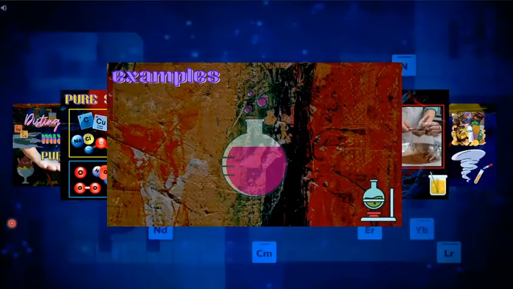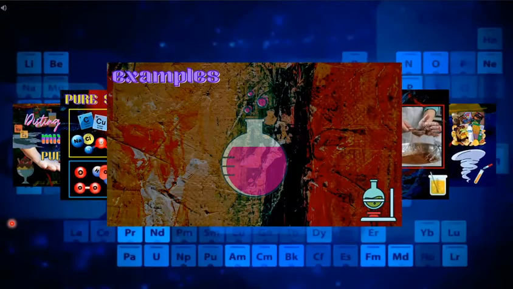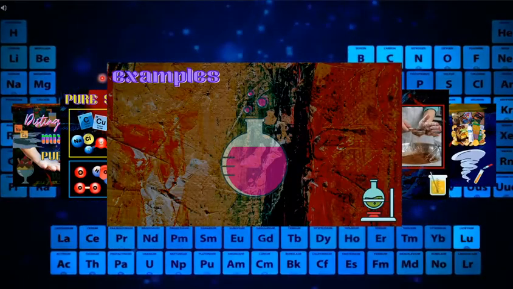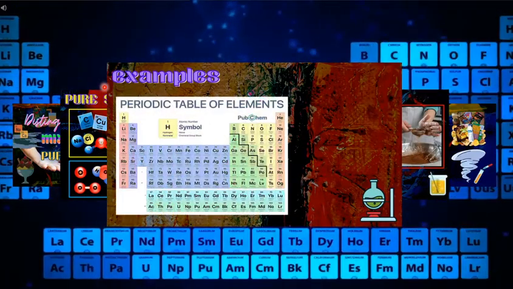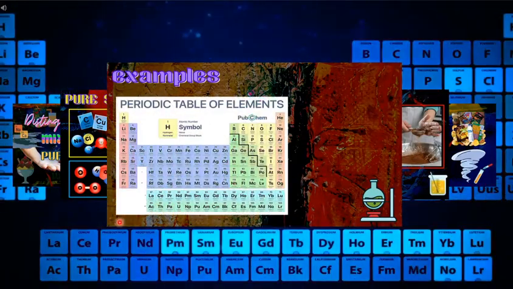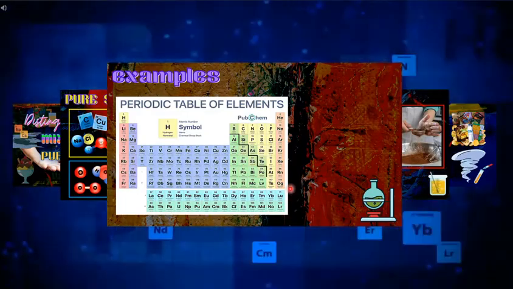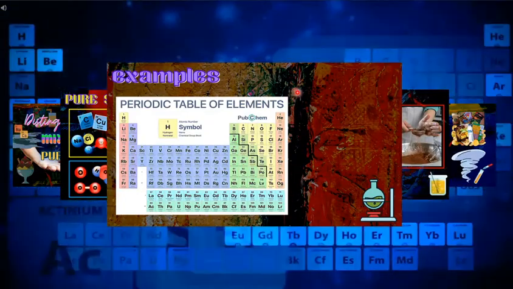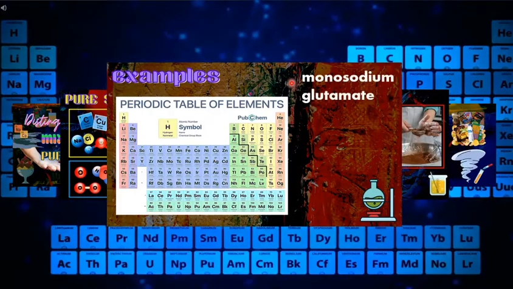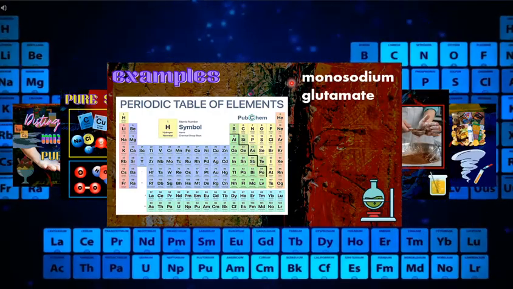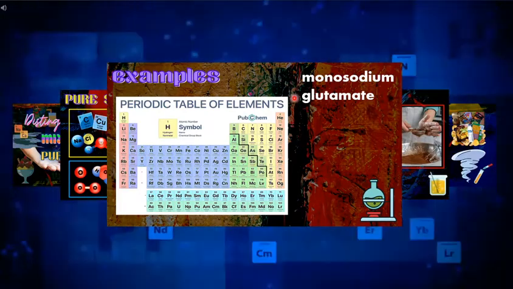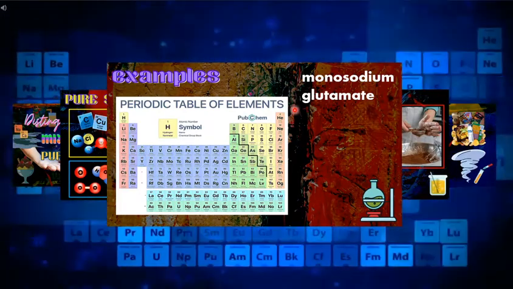In the previous video, I already presented a lot of examples of pure substances. Here I have the periodic table of elements. All these 118 elements are examples of pure substances. I also have here some examples of compounds. We have the monosodium glutamate, or the one that gives the pleasant savory taste to our dish. It is present in some food just like tomato, cheese, and meat.